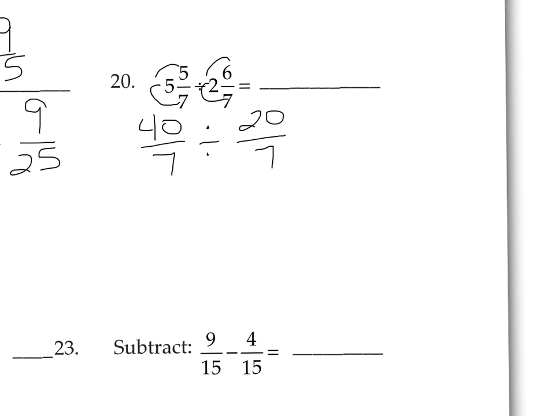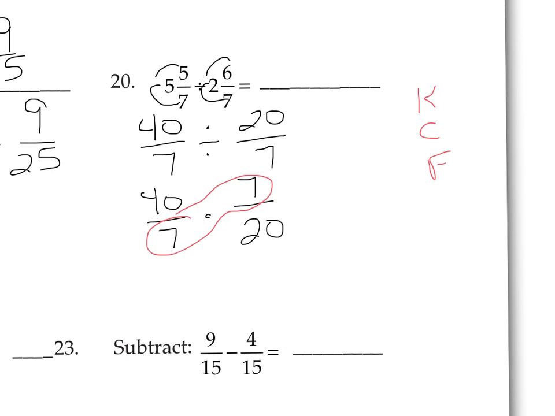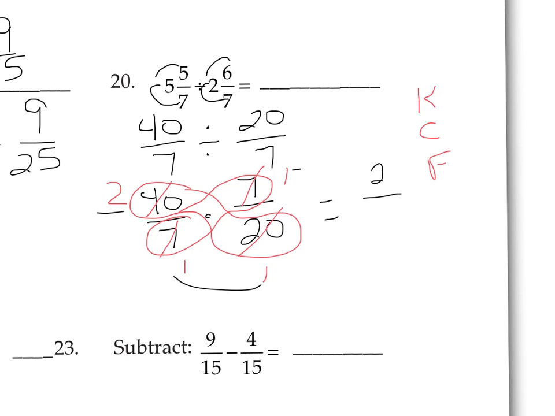Now I follow my rules for division. Keep, change, flip. So keep the first fraction, change to multiply, flip the second fraction. Look for any cross canceling. These have a common factor of 7. So when I divide them both by 7, I get this. These have a common factor of 20. So when I divide by 20, I get this. Now I multiply the new numbers across the top. 2 times 1 is 2. Across the bottom, 1 times 1 is 1. This simplifies to make 2.